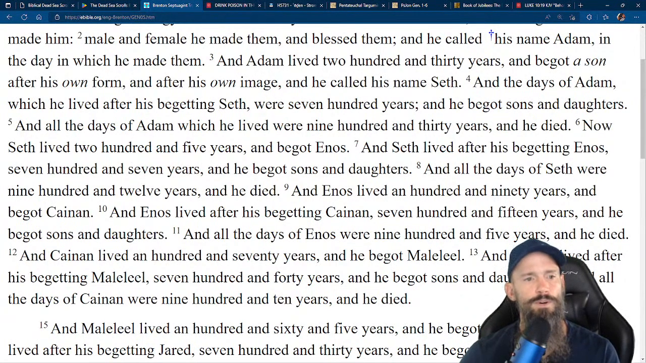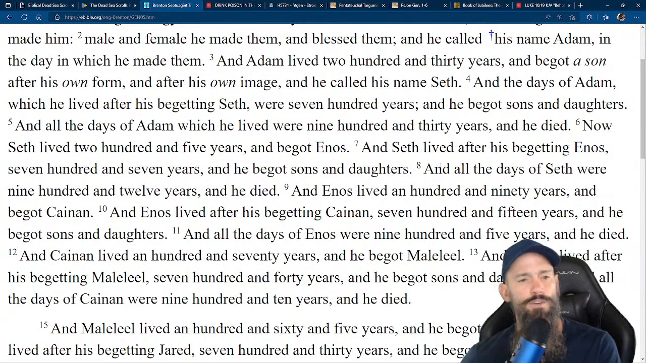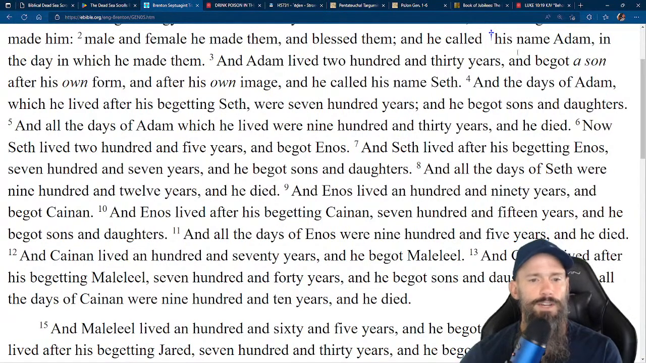Now Seth lived 205 years and begat Enos, and Seth lived after begetting Enos 707 years, and he begat sons and daughters, and all the days of Seth were 912 years, and he died. And Enos lived 190 years and begat Canaan, and Enos lived after begetting Canaan 715 years, and he begat sons and daughters. And all the days of Enos were 905 years, and he died. And Canaan lived 107 years and begat Mahalalel. And Canaan lived after begetting Mahalalel 740 years, and he begat sons and daughters.